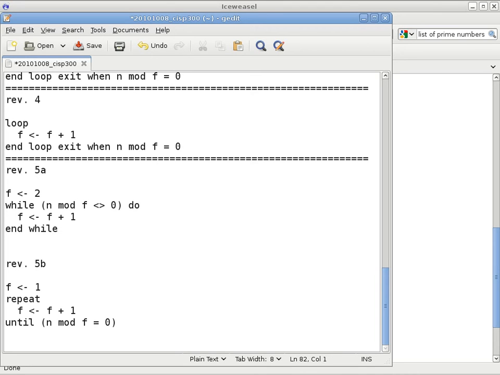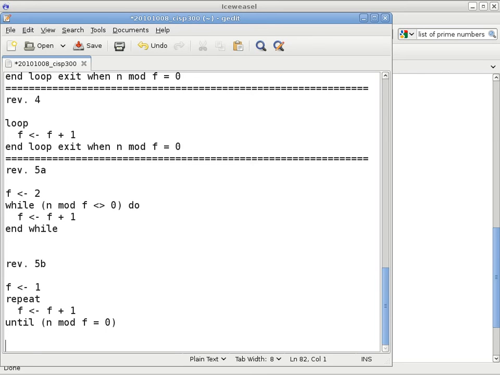Okay. The pre-checking loop is a lot more clear as to what is the first potential factor that we apply or we check. The second or the post-checking loop is not as clear because f gets initialized to 1, but we are not using 1 in the mod operation because it is a post-checking loop. By the time you get to the mod operation, f is already 2. So effectively, they are both the same. They have the same logic.